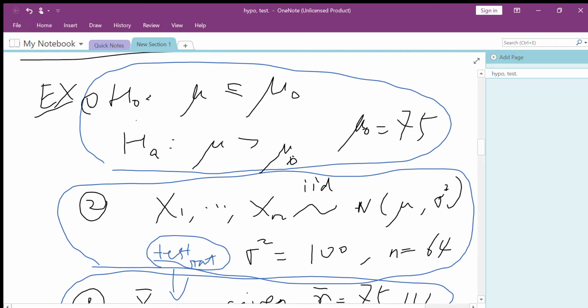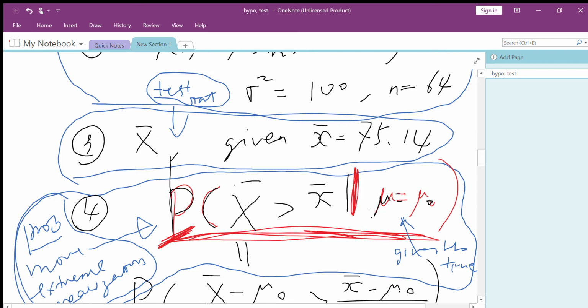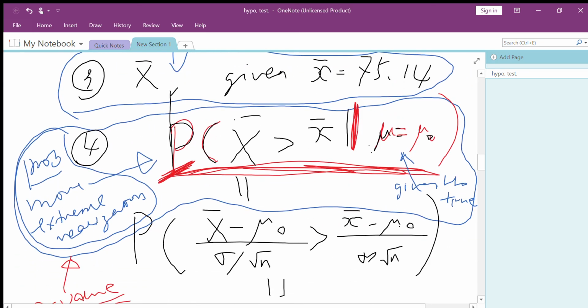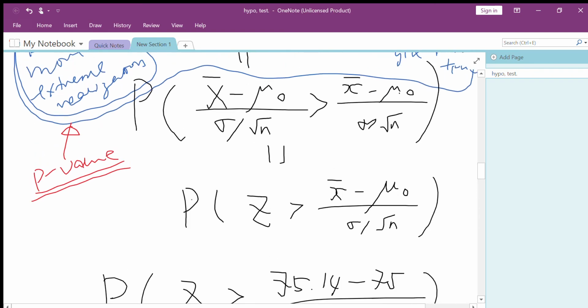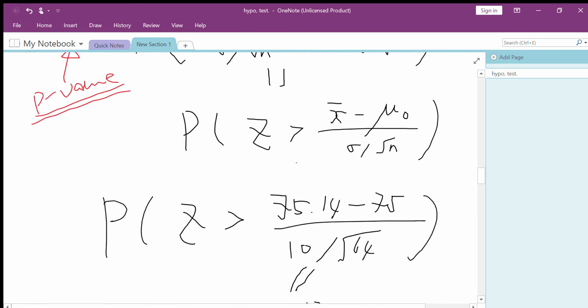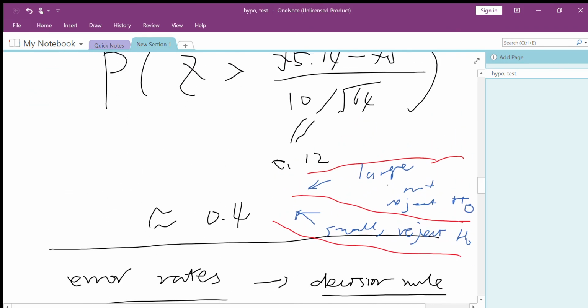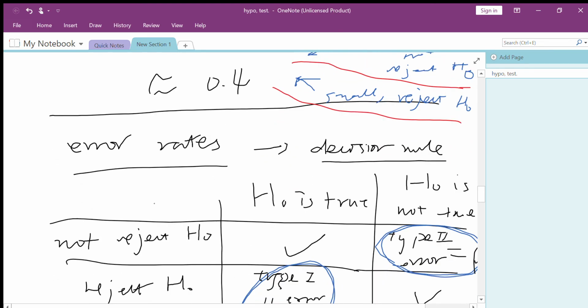The right-sided hypothesis testing, with this random sample, we use the sample mean as test statistic, and we compute the probability of a more extreme realization given H null is true. We calculate, and this is called the p-value. We will go to detail later. We calculate this probability with the help of transformation of standard normal, and it makes sense that if it is large, we should not reject H null. If it is small, we should reject H null.